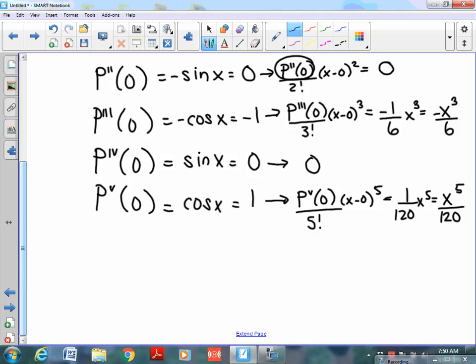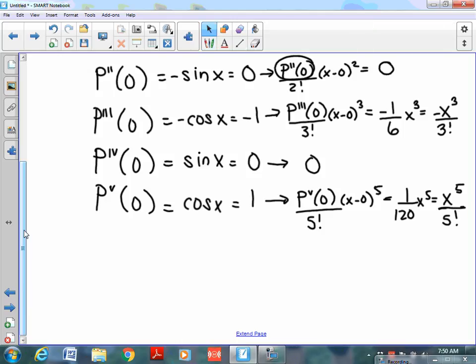I've also seen the book write it like this, so it doesn't matter. I don't care what you do. You can leave it as x to the fifth over 5 factorial if you want to. If you don't like the 6, you can write it as 3 factorial. I don't care. So you just keep doing it.